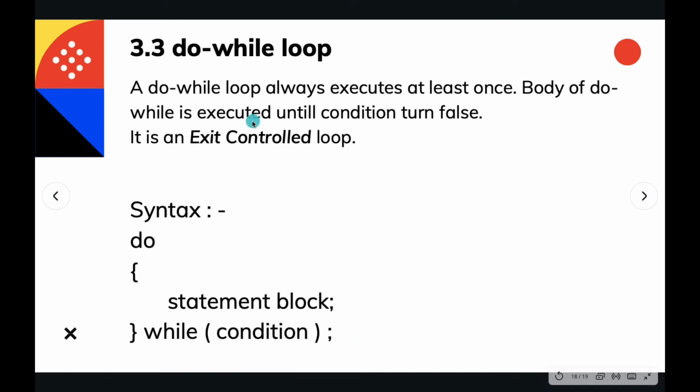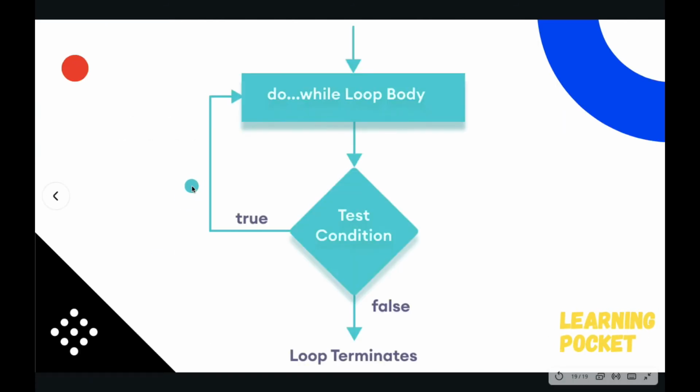Okay, so the special thing about do while is it first executes the statement or the block itself, and then goes and checks the condition. So in any case, the do while loop is going to get executed at least one time. Now you can go for the flowchart. The flowchart says first do the while loop body, then test the condition. If it is true, then go for the body again. If it is false, you terminate the loop.